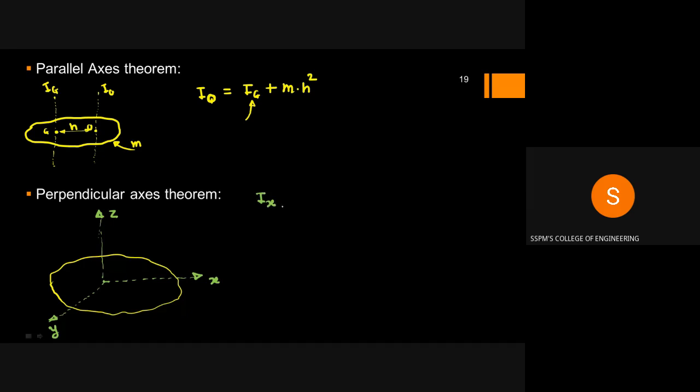Okay, so if Ix is known and Iy is known, if these two moments of inertia are known, we can find out the remaining moment of inertia about the perpendicular axis, which is Iz. So this is given by Iz is equal to Ix plus Iy. So this is the perpendicular axis theorem. Okay, so you have to use these theorems when you solve the problems.